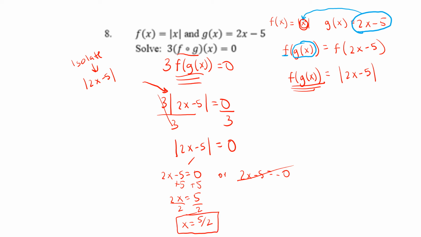The last thing that it wants us to do is graph it on the number line. On a number line, you have your number line here. Put a line for 5 over 2. And to say there's an answer there, you just fill in a point right there saying, yep, there's an answer. It's at 5 over 2. That finishes off number 8 for you there.